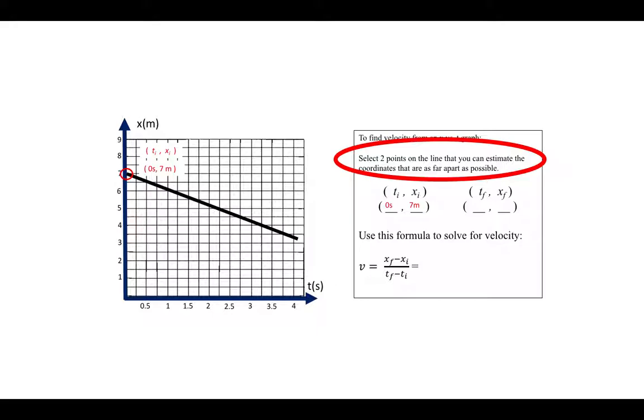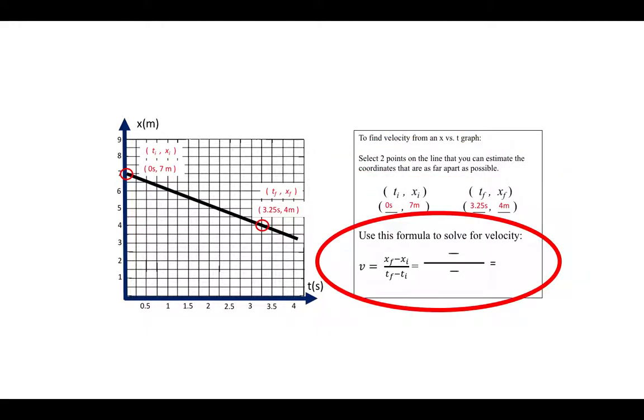Then the next point that we want to choose is along the axis. We follow along the axis to 3.25 seconds. So the coordinates of this point are 3.25 seconds, 4 meters, and that represents tf, xf.